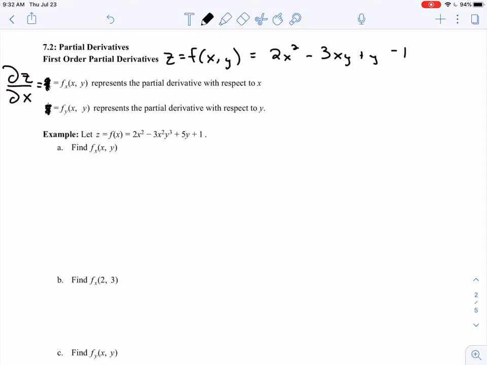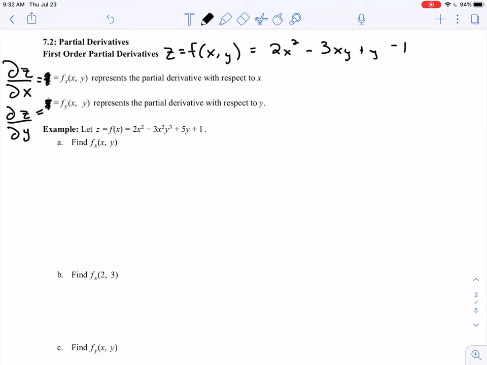And then similarly for the partial derivative with respect to y, again, we're going to see f sub y of x comma y more often, but you may also see this as del z del y, or f sub y of x comma y.